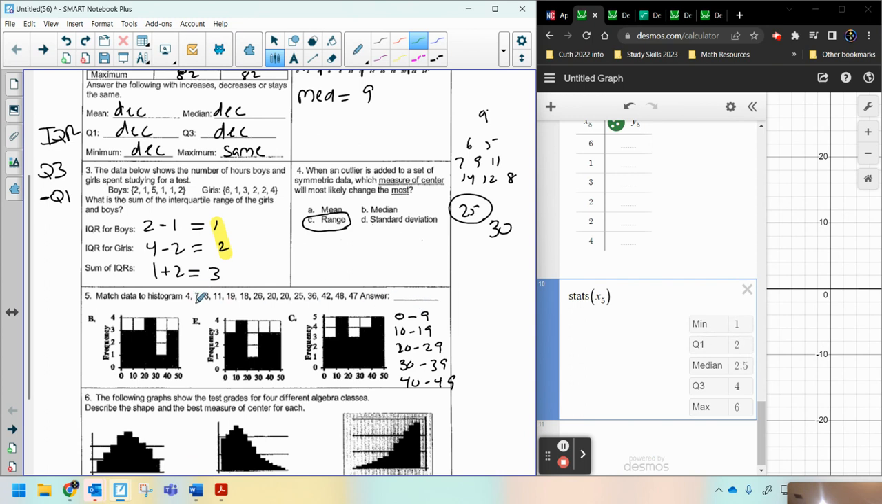So how many are 0 through 9? 1, 2, 3. 3 are 0 through 9. So that should go up to the number 3. So let's look at all of these. The first one goes up to 3. So 10 through 19, I'll get a different color here. We have 1, 2, 3. 3 more. So that should be 3 also.